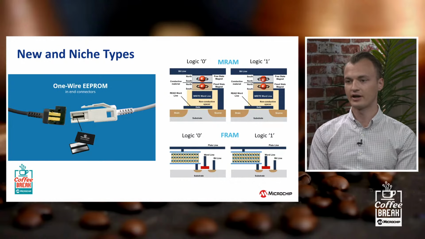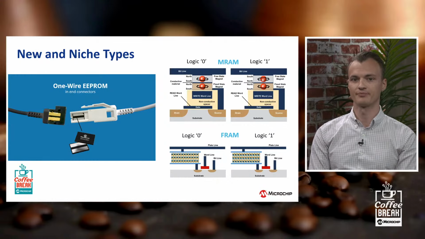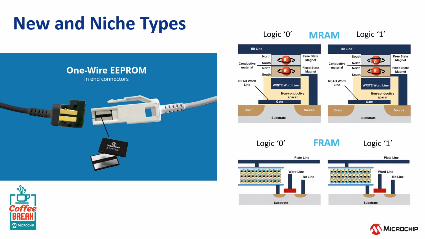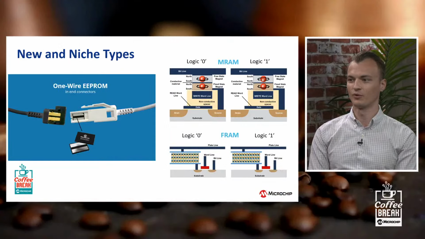And FRAM is ferroelectric RAM, which is misleading because it has nothing to do with iron and it's not affected by magnetic fields at all, which is a good thing. But it's basically a RAM that's non-volatile, so it doesn't lose data on power loss. So it sounds even better than regular RAM. Yeah, it's like RAM, but it doesn't lose the data. So what's the catch?